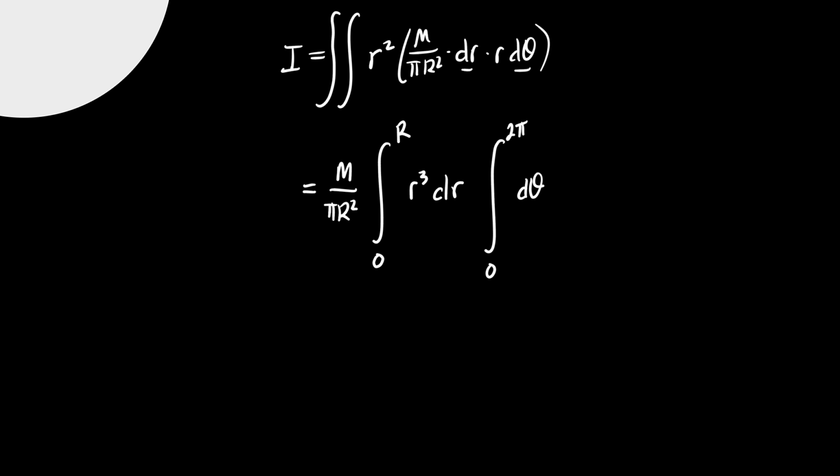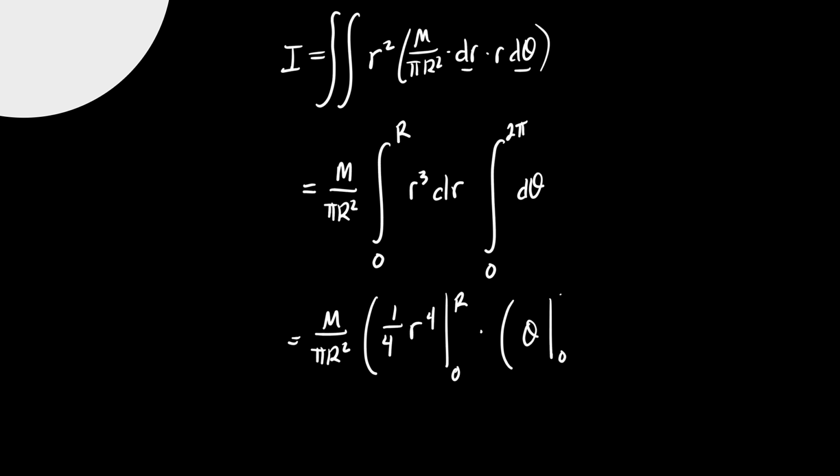Well, this part's pretty easy, right? We've done this before, so I think we can do this again. This will equal m over pi r squared. Antiderivative will be 1/4 r to the 4th. Add 1 to the exponent, divide by my new exponent. So r cubed becomes r to the 4th, but I have to divide by 4. Evaluated from 0 to R times just theta, evaluated from 0 to 2 pi. That all good for you guys?